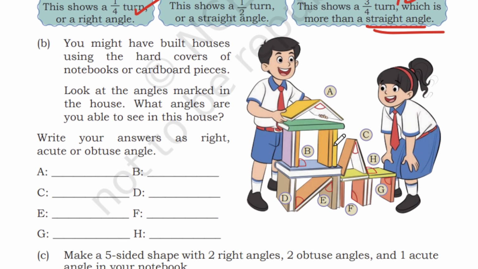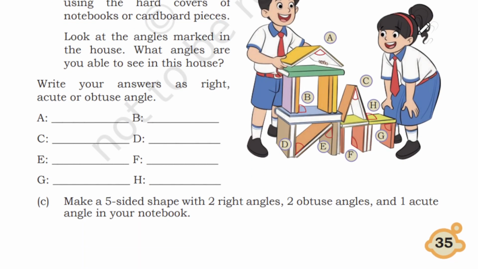Okay, next. You might have built a house using hard covers of notebooks or cardboard pieces. Look at the angles marked in the house. What angles are you able to see in this house? Here we have two school children, a boy and a girl, making a model of the house. Now they are asking to find out the angles. We have right, straight and obtuse mixed in this, so we need to find them one by one.